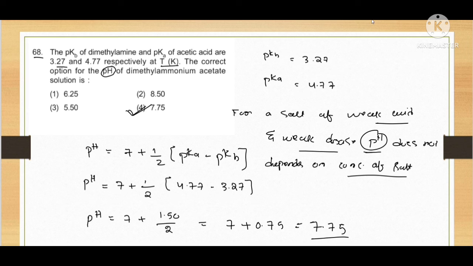You have to remember that for a salt of weak acid and weak base, you use the formula pH is equal to 7 plus 1 by 2 (pKa minus pKb).